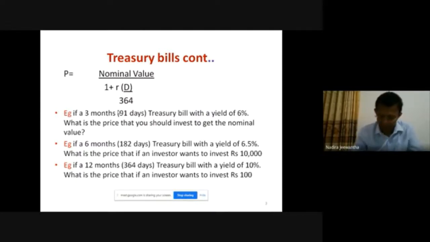This is the place where students can go wrong, right? Always, if it is a treasury bill, you take 364, not 365. Understand? And this is how you get a question. Now see, a 3 month treasury bill with a yield of 6%, this is how you solve it. What is the price that you should invest to get the nominal value?